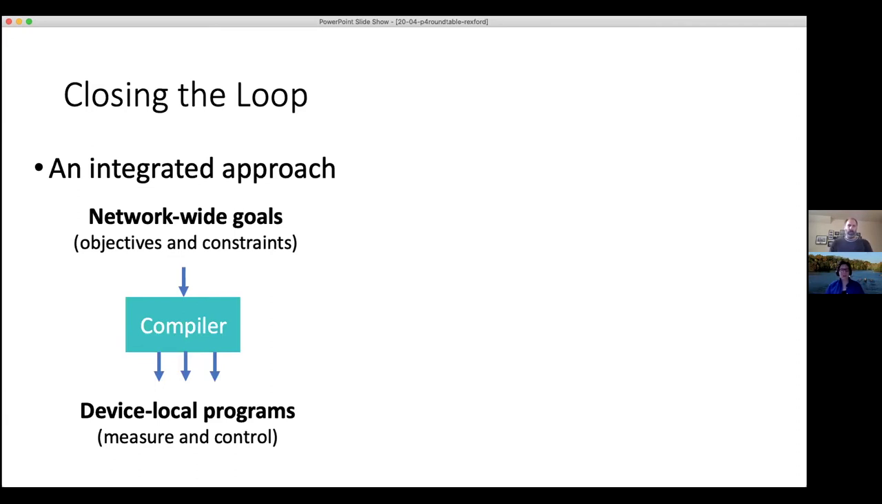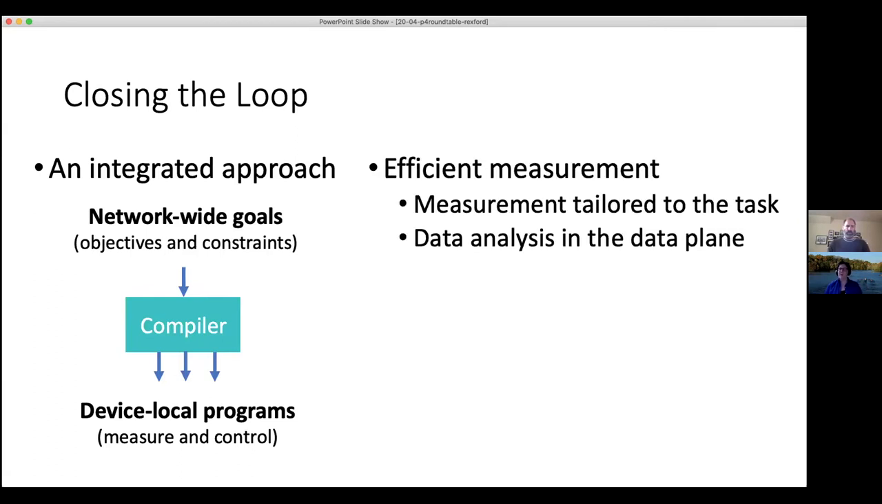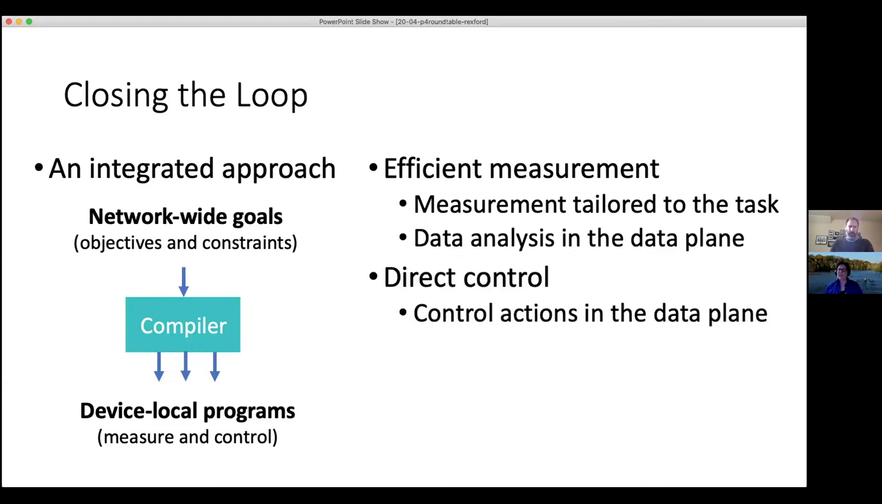But the key here, I think, to getting intent-based networking to work is to have that direct control directly in the data plane so that the measurement you collect is tailored to the task at hand and the analysis is done directly in the data plane where you can efficiently reduce the data to get just what you need, just where you need it. And as a result, now the data plane with the actionable data available to it can take direct action in the data plane in a timely and accurate way.